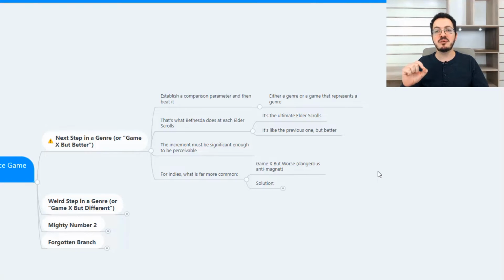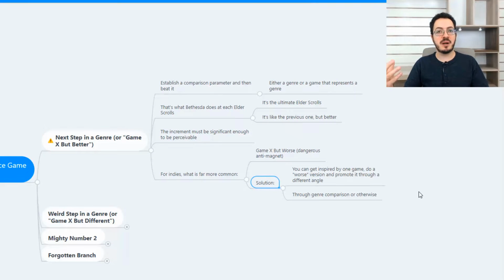And if you don't consider the alternative angles to do your marketing, and even to develop your game surface, sometimes through developing the game itself to have that surface, then you are putting yourself in a bad situation, right? So you don't want to do game X but worse, right? And one solution for that is get inspired by one game. If that's Super Meat Boy, it's fine if you do a game like Super Meat Boy, but get inspired by it, even if it's not as good as the original one, but find a different perspective to promote it. Find a different angle, find a different twist, something that will make you not be compared against Super Meat Boy, right? Which will put you in a different category, right?